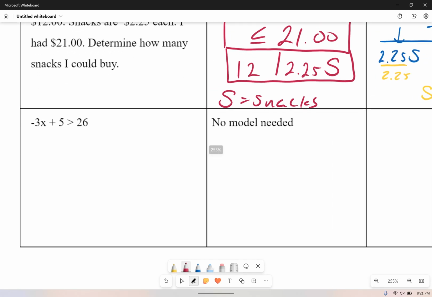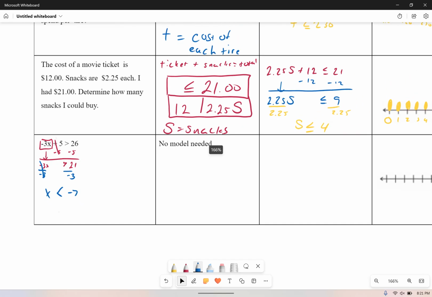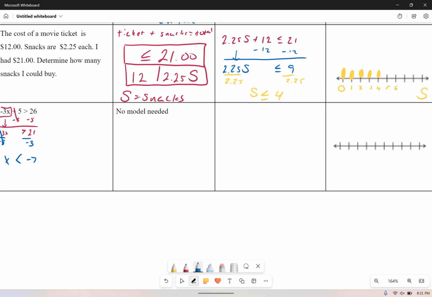This one is going to be pretty straightforward. Here is my variable term, so I'm going to get rid of my constant term first. The variable term comes down. That's going to go away, and I'm left with 21. I'm now going to divide by a -3, but you have to remember, if you divide by a negative number, 21 divided by a -3 is -7, the direction of your inequality has to swap directions.